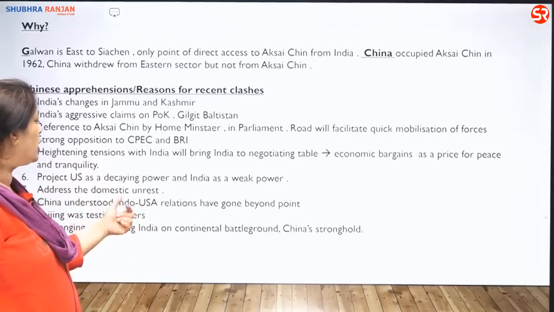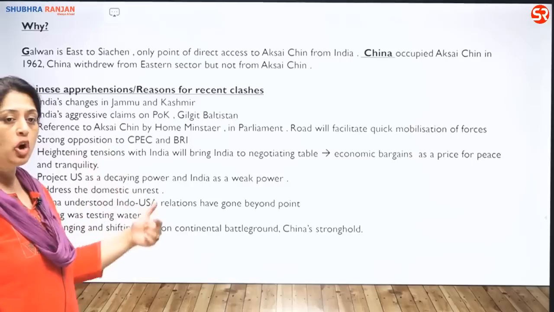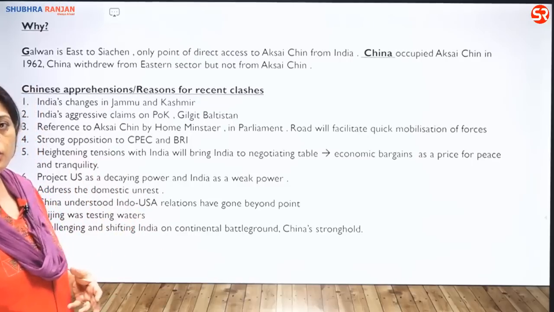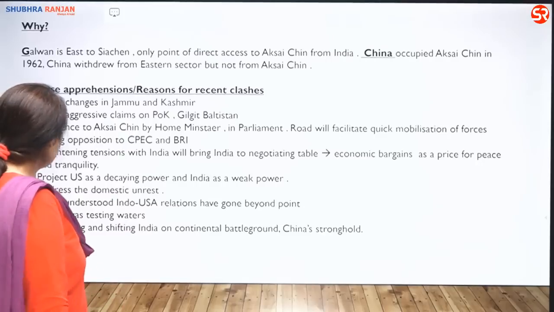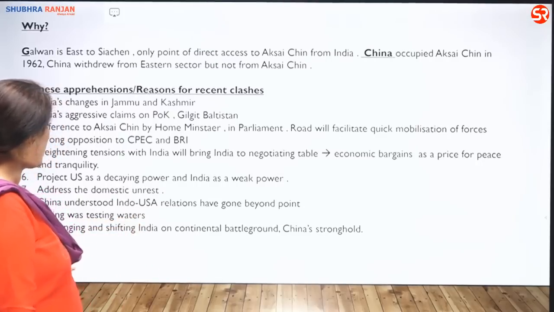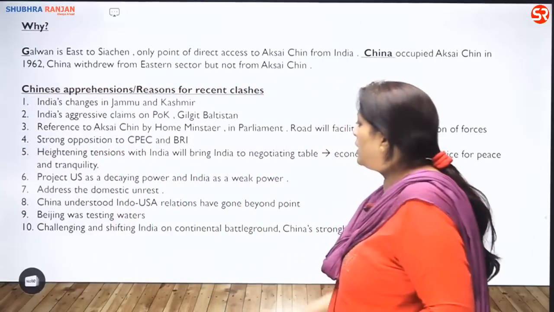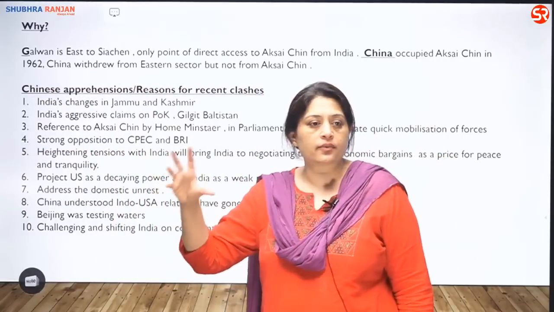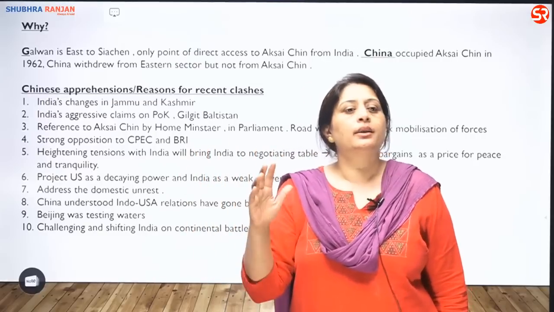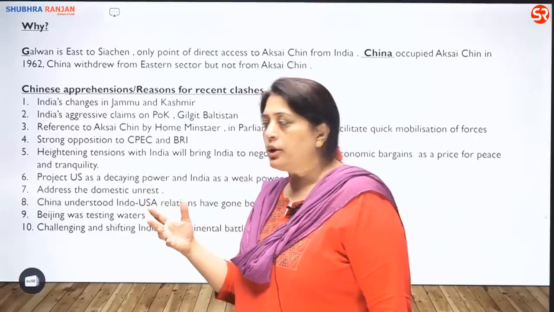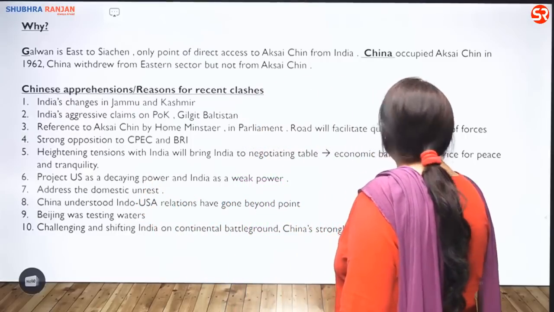China understood Indo-US relations have gone too far and there is no point. China looks for engagement with India. Beijing was testing the waters and challenging and shifting India on the continental front. So, since India is focusing on the maritime area, China wants that India should focus its attention on the territorial part.